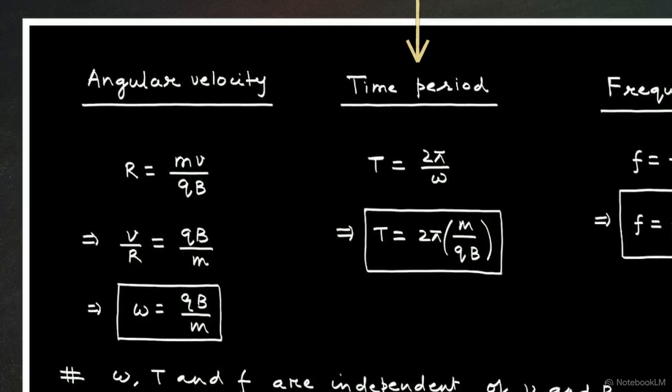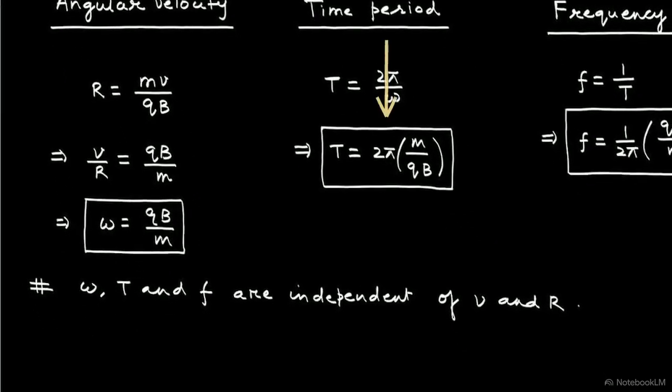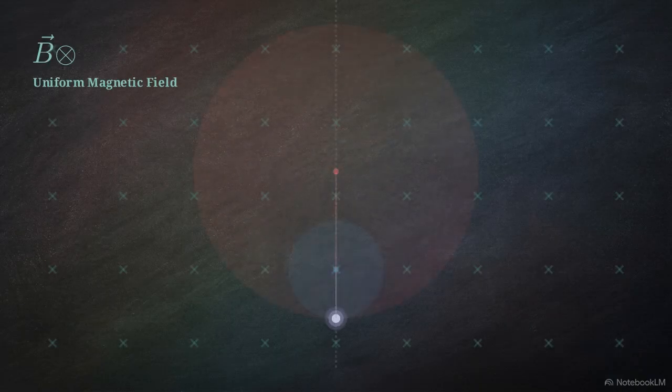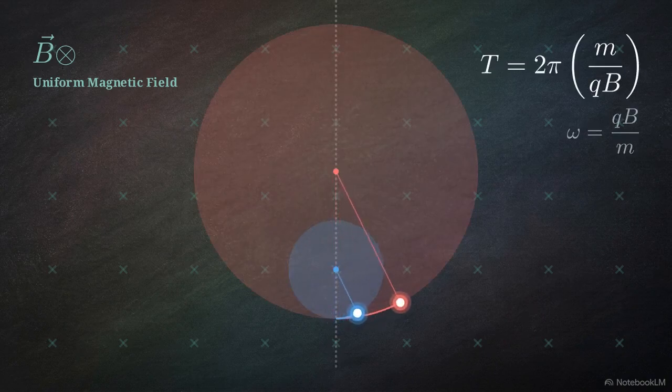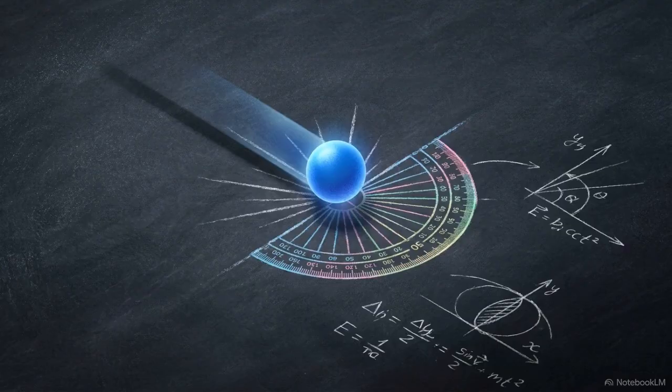This chart tracks time. The period, T, to complete one orbit is the circumference, 2 pi r, divided by velocity. Substituting our previous radius formula into this equation reveals a mathematical paradox. The velocity term cancels out completely. This means the angular velocity, period, and frequency are strictly independent of speed. A faster particle will carve a wider circle, but it will complete the lap in the exact same time as a slow one. We move now to case 3.